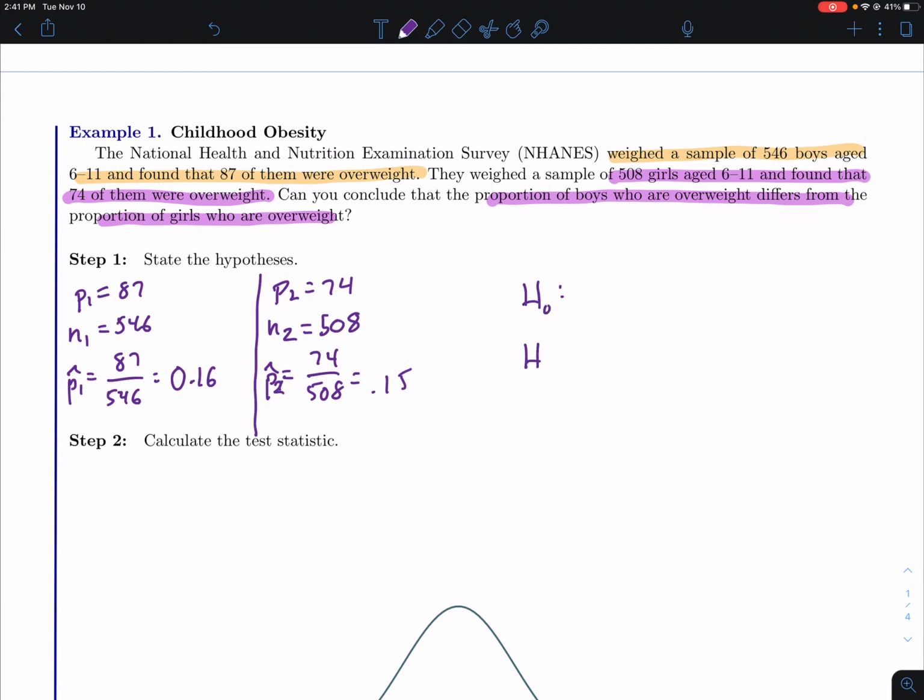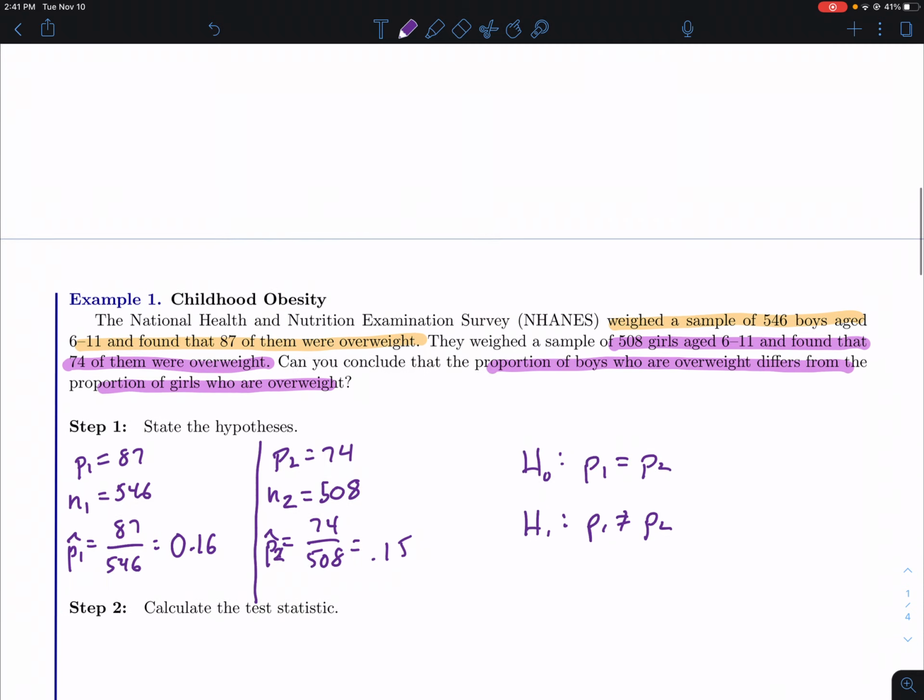So again, since this is a "differs," it's going to be an equals, not equals. So P1 equals P2, P1 not equals P2 in this case. So that's good for step 1. So now for step 2, we want to calculate our test statistic.